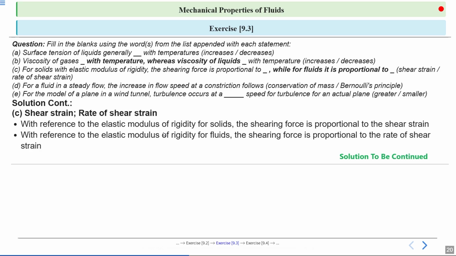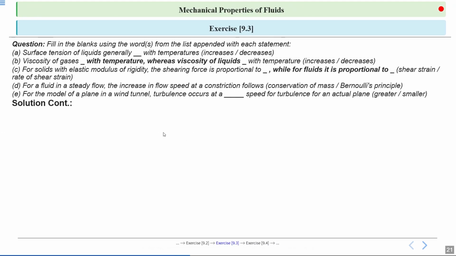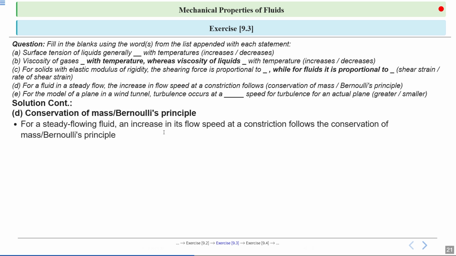Alright, now D. Conservation of mass and Bernoulli's principle. For a steady flowing fluid, an increase in its flow speed at a constriction follows the conservation of mass or Bernoulli's principle. So, Bernoulli's principle is based on the conservation of energy for flowing fluids.